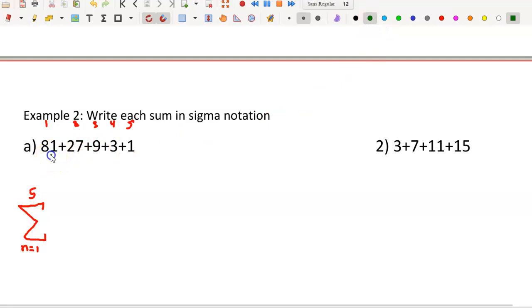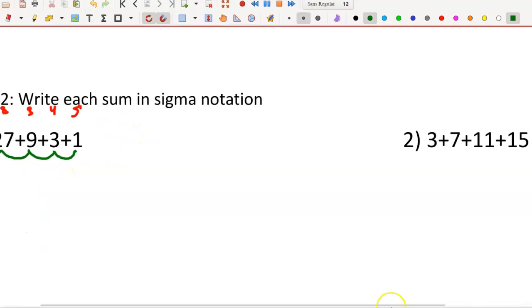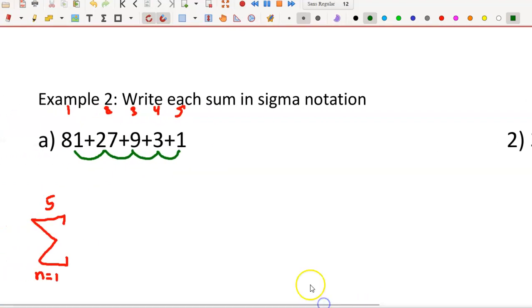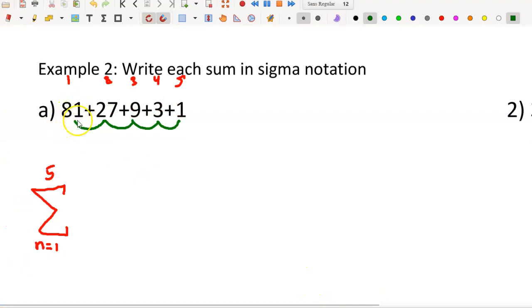So how do we get from 81 to 27? 27 to 9, 9 to 3, and 3 to 1. It has to be the same rule. You tell me. Multiply by 1/3, which is the same as dividing by 3. So if you're thinking, oh, dividing by 3, that's the same as multiplying by 1/3, right?